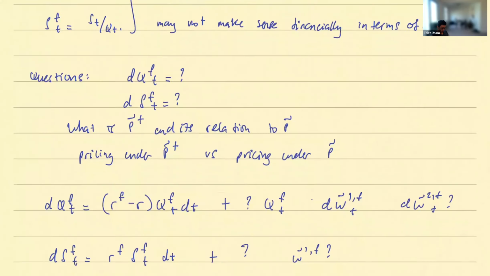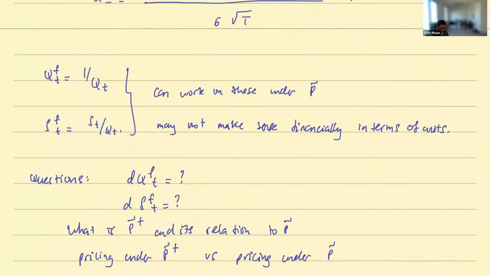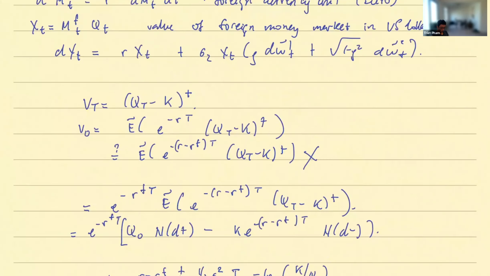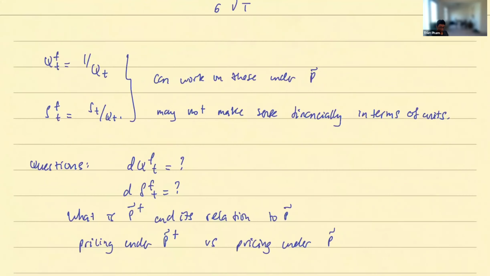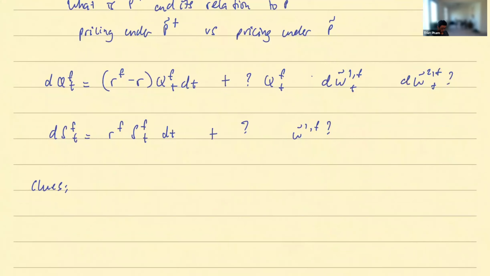First of all, by the way, these are Brownian motions. These are not the same as the Brownian motion under the domestic risk neutral probability, they have an F next to that. So the clue is like this: you know that the discounted stock price must be a martingale under the foreign risk neutral probability.